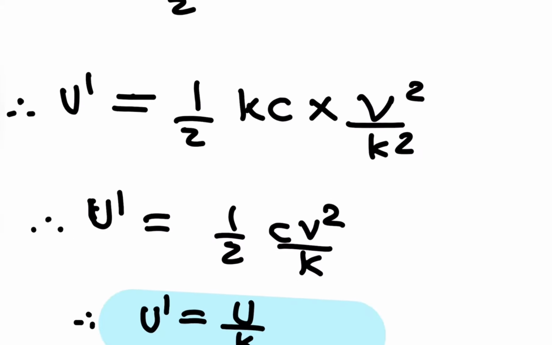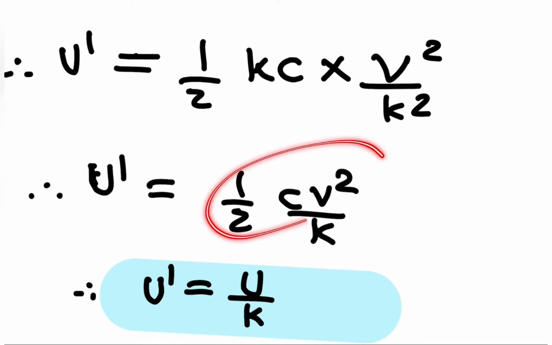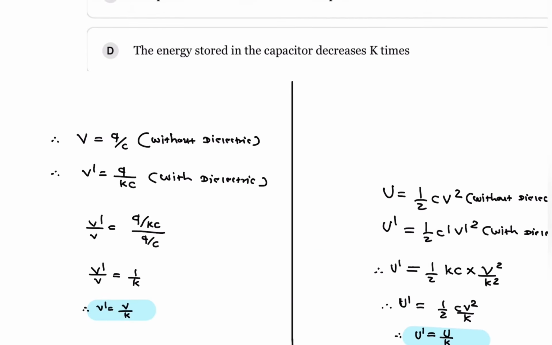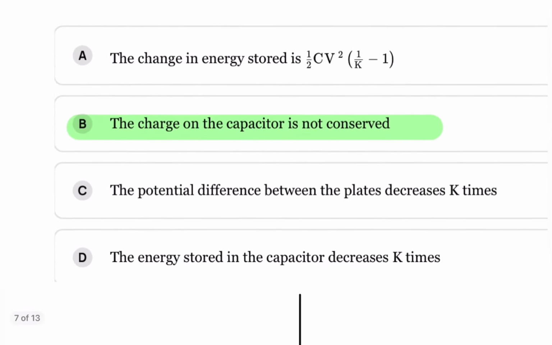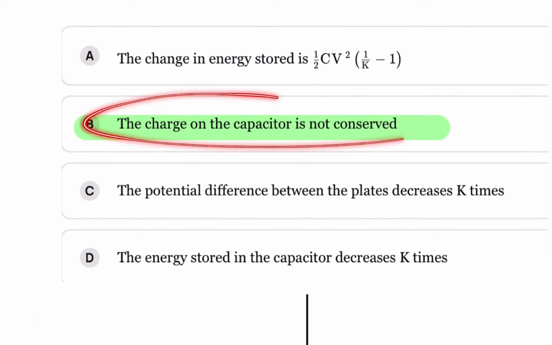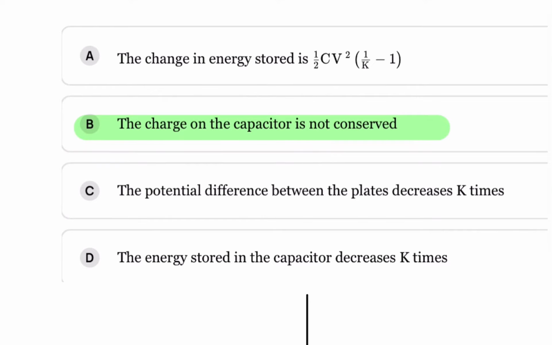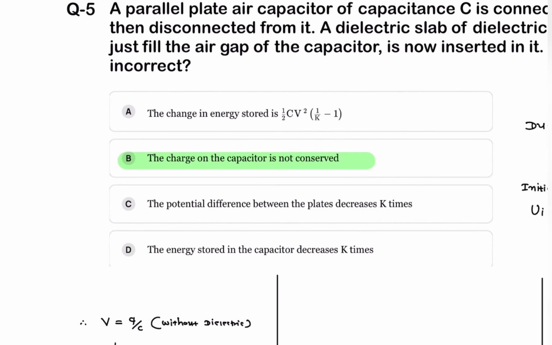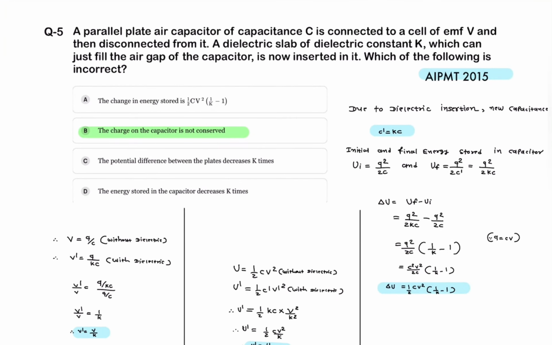So after simplifying, after insertion of dielectric between the two plates of capacitor, the new energy stored U dash is equal to 1/2 CV square by K. So U dash is equal to, in place of 1/2 CV square, we can write U by K. So energy stored in capacitor also decreases by K times. So A, C and D options are correct. The incorrect option is that the charge on the capacitor is not conserved. It is always conserved, so that statement is incorrect. So in question number 5, option B is correct.